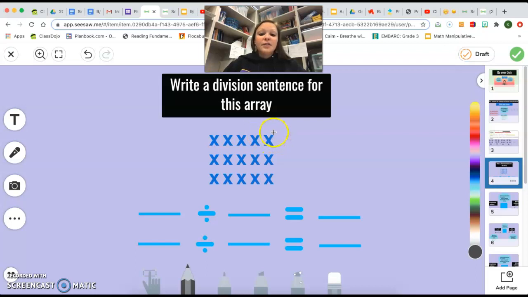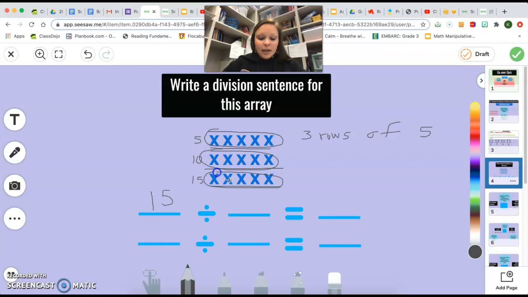Now we need to write a division sentence for this array. Well, here we have just a plain old array, and we can look at it and tell that there are 3 rows of 5. Right? Here's a row, and here's a row. So we know if there's 5 here, and another 5 makes 10, and another 5 makes 15. So our total is 15. Now for this problem, we grouped them by the rows. So we divided them into 3 rows, and that gave us the size of each row, or the number in each row, which is 5.